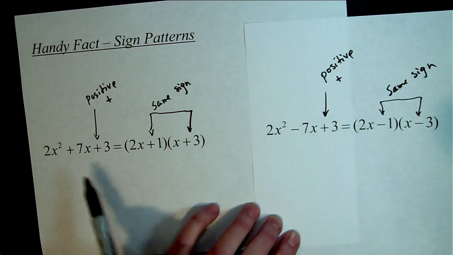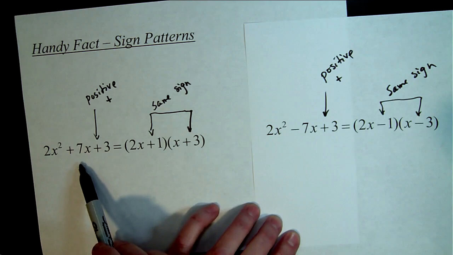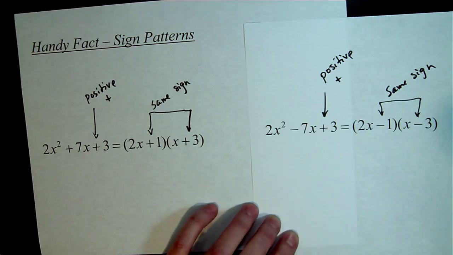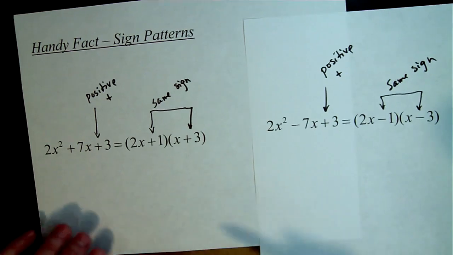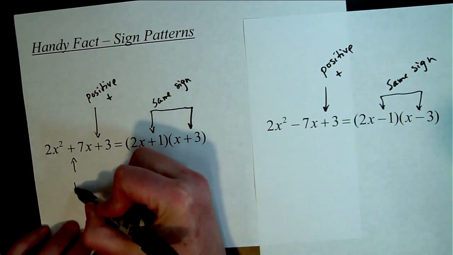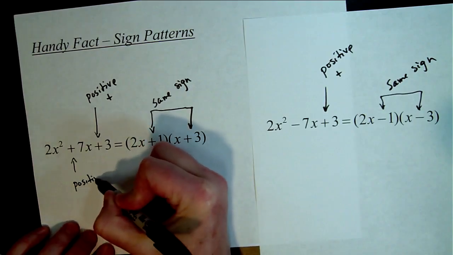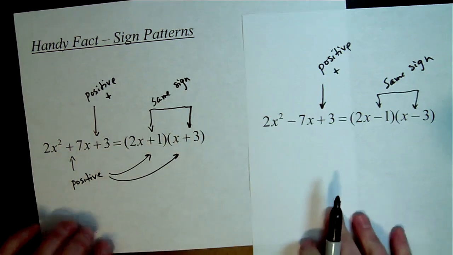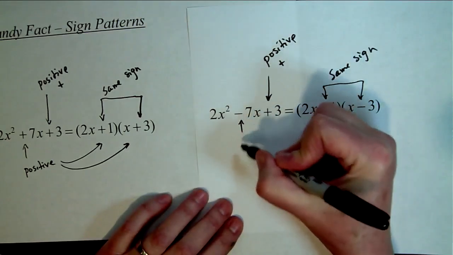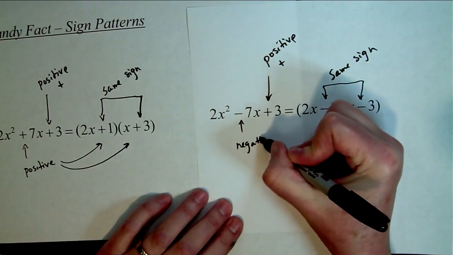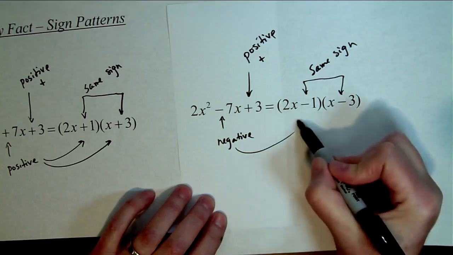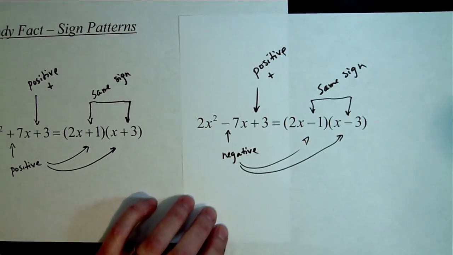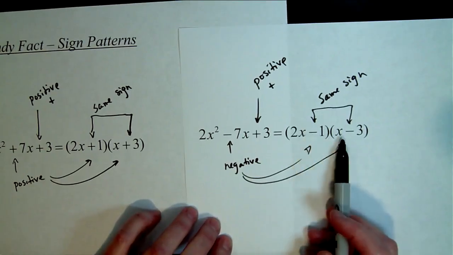So I wouldn't want negatives if my middle term is positive, nor would I want positives if my middle term is negative. Okay, so if this is positive, then these both need to be positive, and if this one is negative, then these both need to be negative. Okay, so that's once you've decided they're going to be the same sign.